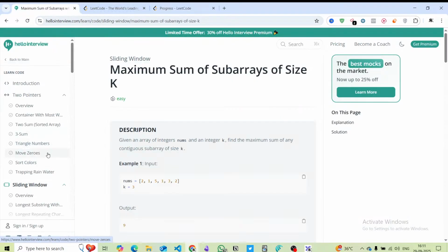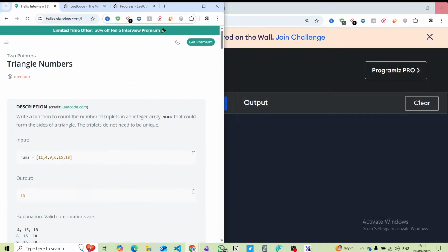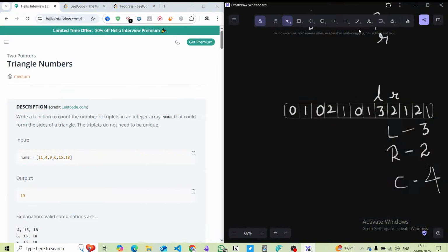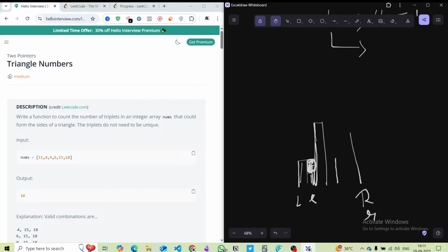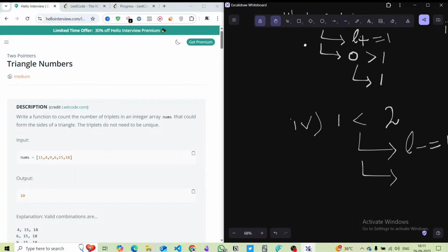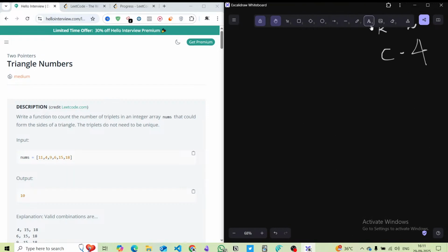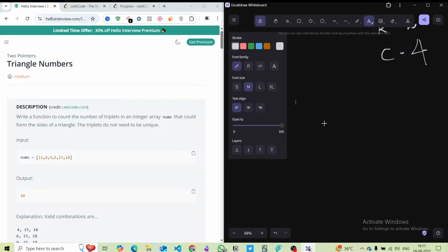As I already said, we try to understand the triangle numbers. I think we already solved that one, but in a different approach, and we weren't able to solve all the test cases. So we just try to see the solution and then try to code on our own.